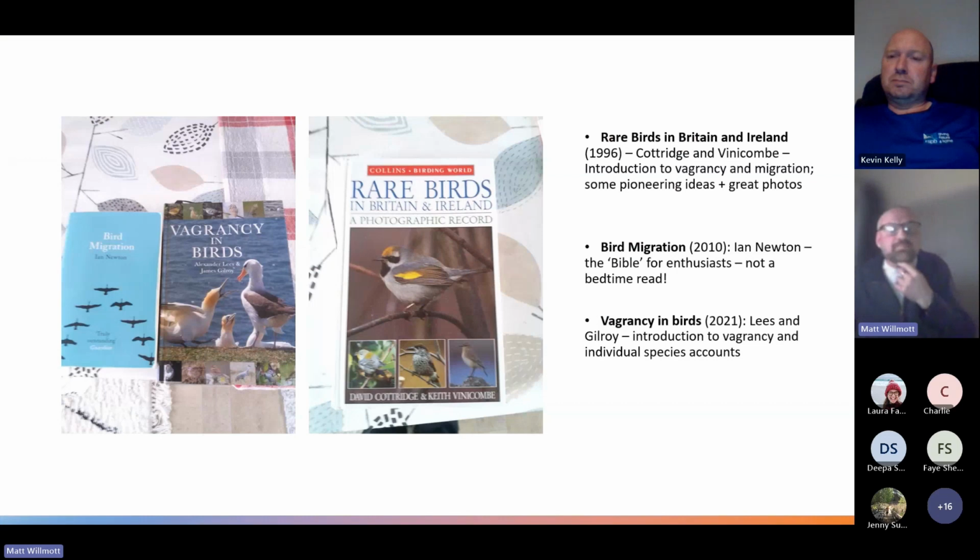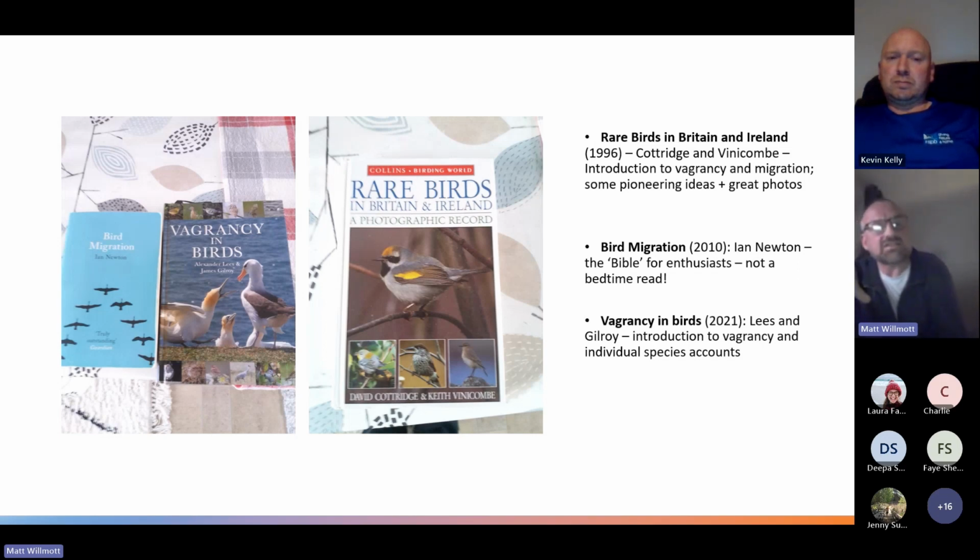Just finally, really, I mentioned at the start, this is a very brief introduction to migrants and vagrants, and there's a lot of further reading out there. I've tried to pick out what I think are probably three of the best books. So the one on the right hand side, as you look at it, is Rare Birds in Britain and Ireland, by David Cottridge and Keith Vinicombe.